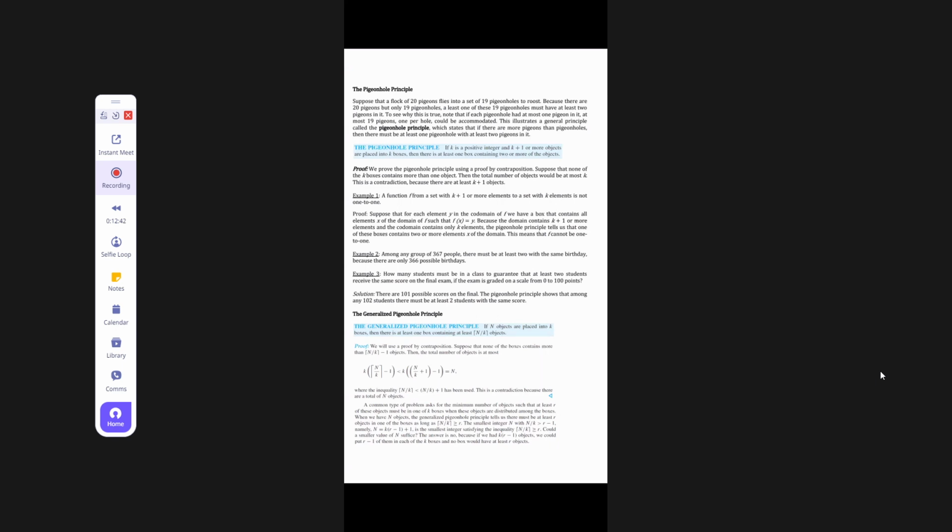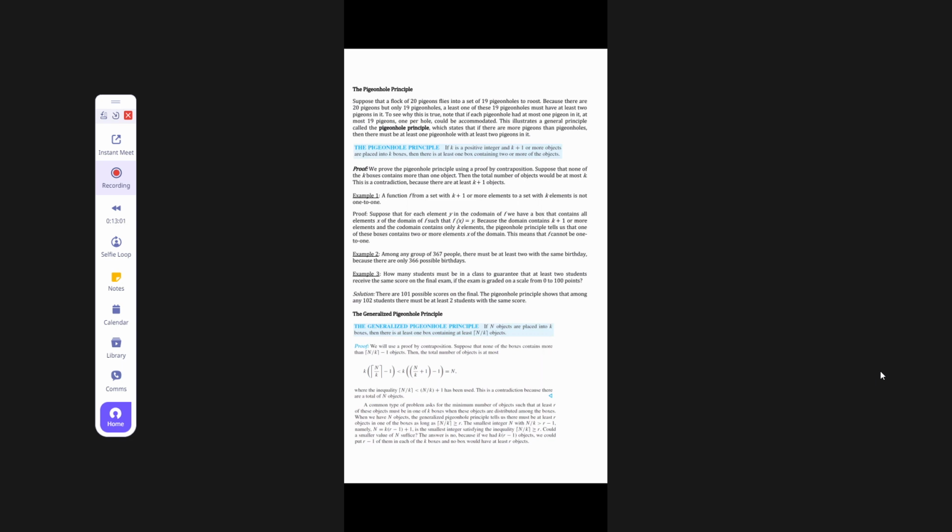What does the pigeonhole principle say? If k is a positive integer and k plus 1 or more objects are placed into k boxes, then there is at least one box containing 2 or more objects.